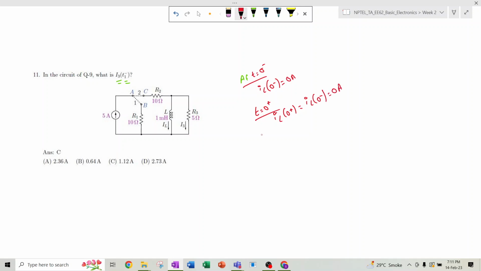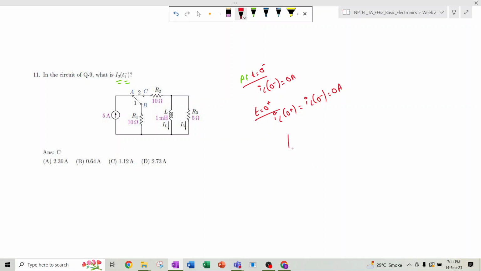And at t equal to infinity, what is happening? If we consider this inductor, okay, after t equal to 0 plus, what is the circuit? Okay, I'm drawing this circuit.